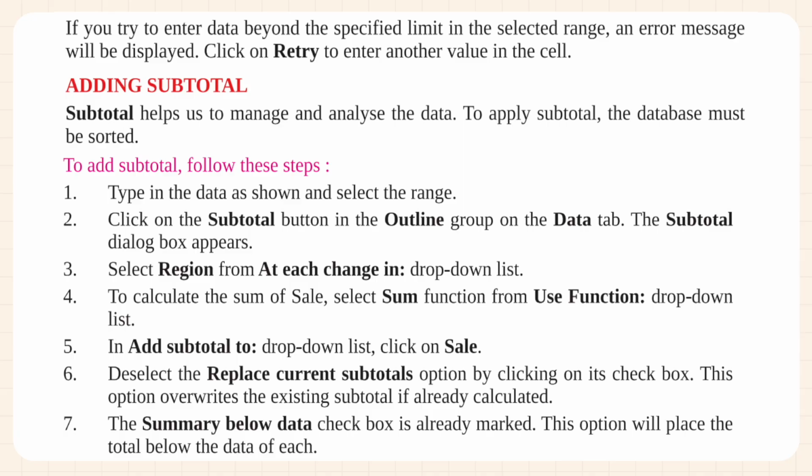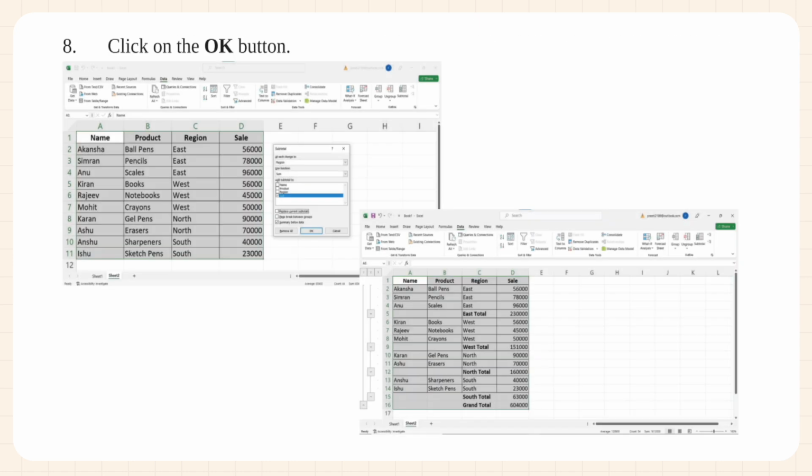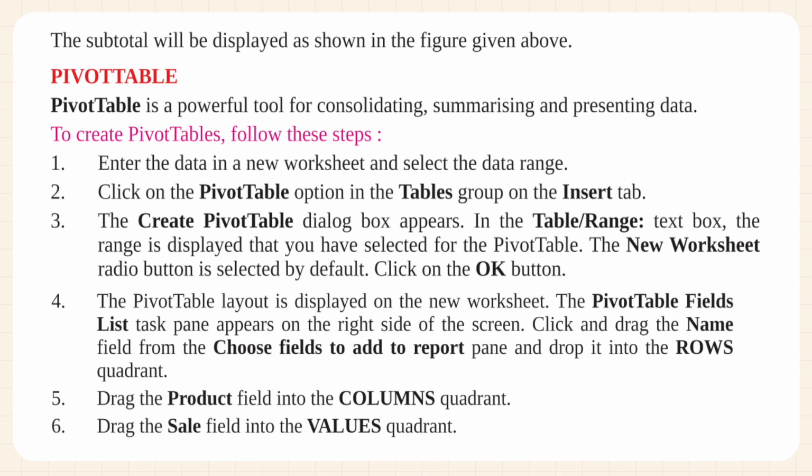5. In the Add subtotal to drop-down list, click on Sale. 6. Deselect the Replace current subtotals option by clicking on its checkbox. This option overrides the existing subtotal if already calculated. 7. The Summary below data checkbox is already marked. This option will place the total below the data of each group. 8. Click on the OK button. The subtotal will be displayed as shown in the figure given above.